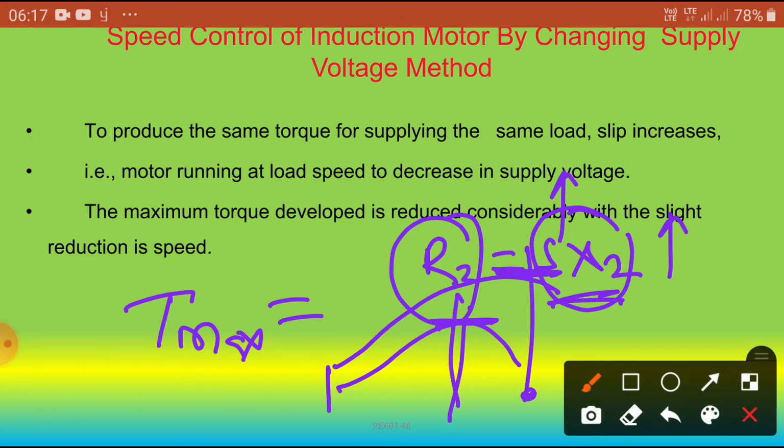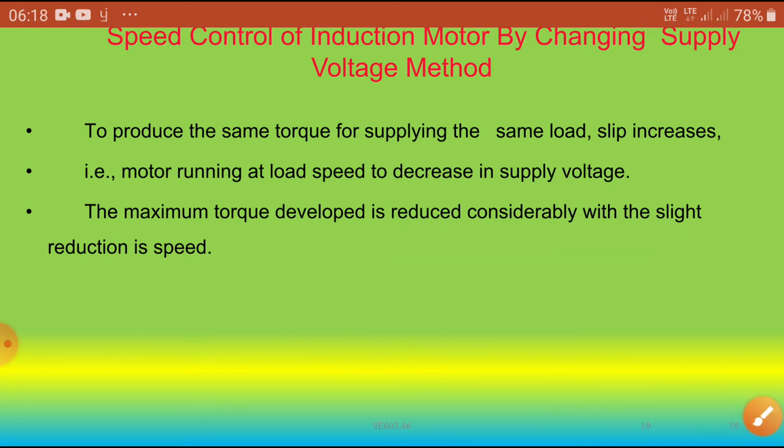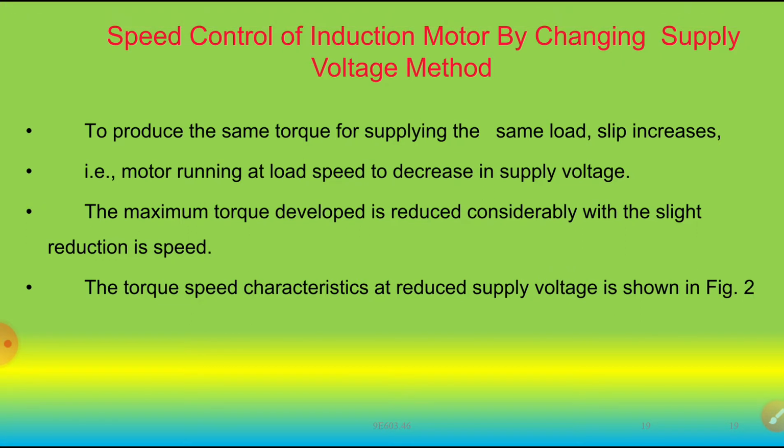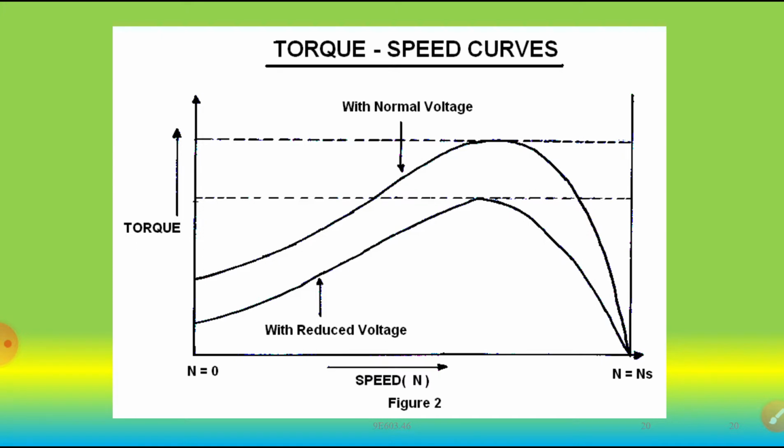In the previous case we get speed from n equal to 0 to n equal to ns, and the maximum torque occurs nearly at a higher speed. Now, due to the reduced speed, we get the maximum torque earlier. That is the concept. We will see the diagram also. The maximum torque developed is reduced considerably with a slight reduction in speed. The torque speed characteristics at reduced supply voltage are shown in the figure. You can see it here.